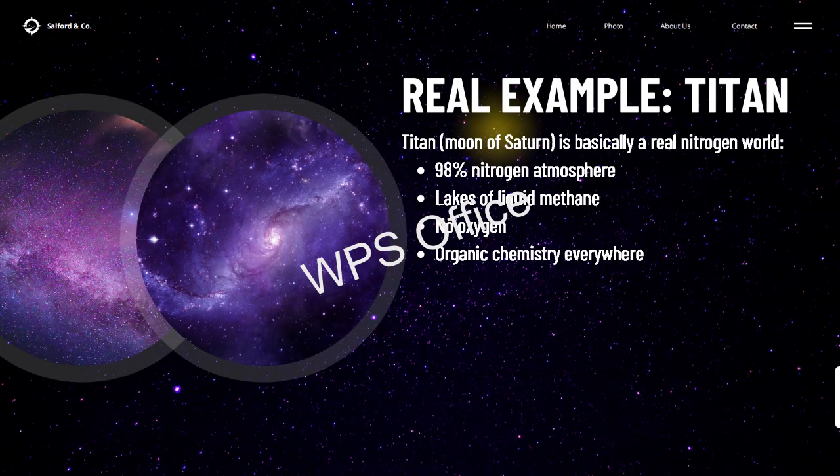A real-life example could be Titan, a moon of Saturn, which is basically a real-life nitrogen world. It consists of a 98% nitrogen atmosphere, lakes of liquid methane, no oxygen, and organic chemistry everywhere.